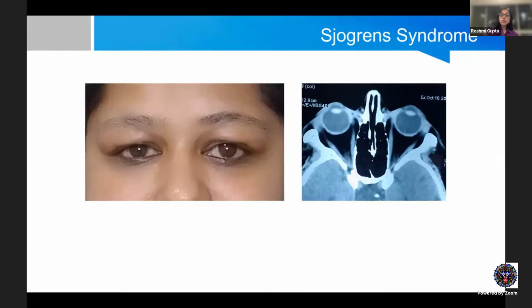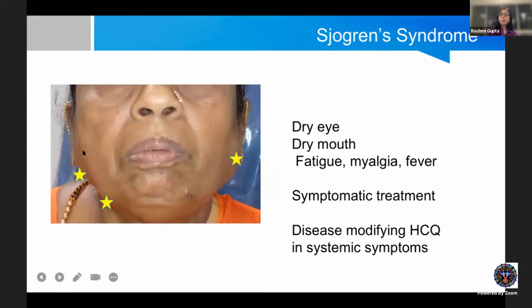The next condition we come to is Sjogren's syndrome. Typically, we know of this as a dry eye disease. However, the orbital surgeon becomes concerned because there's an enlargement of the lacrimal gland. There is a dry eye, there's also a dry mouth, and you may be able to spot parotid enlargement or submandibular enlargement. There can be systemic conditions also, such as fatigue, myalgia, fever.